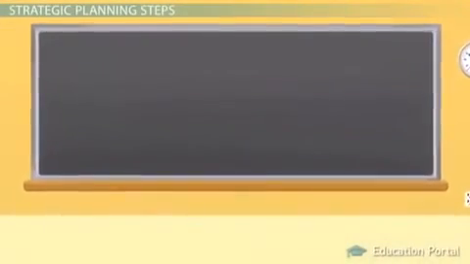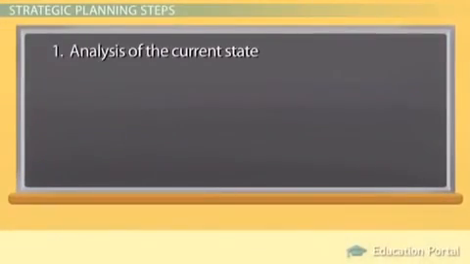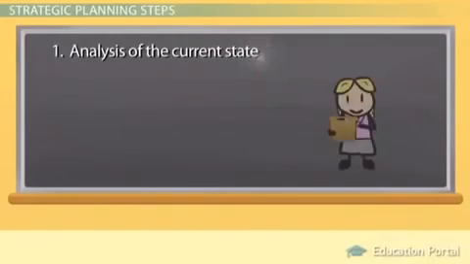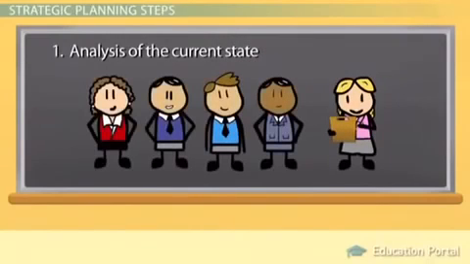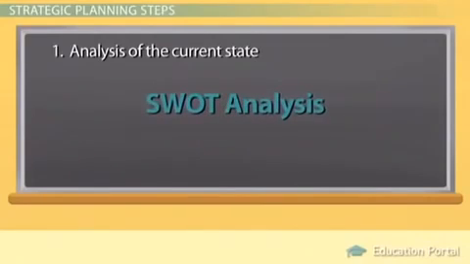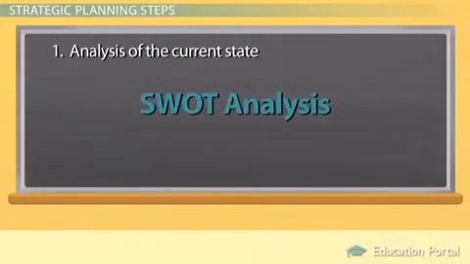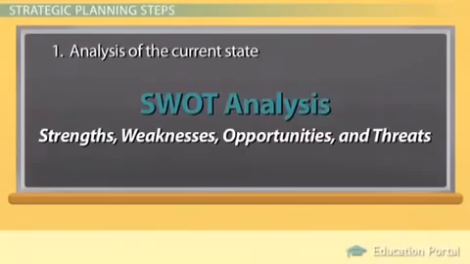Here are the main steps for strategic planning. 1. Analysis of the current state. Here, you analyze your organization's external and internal environment. You may conduct a SWOT analysis, which is an examination of your organization's strengths, weaknesses, opportunities, and threats.